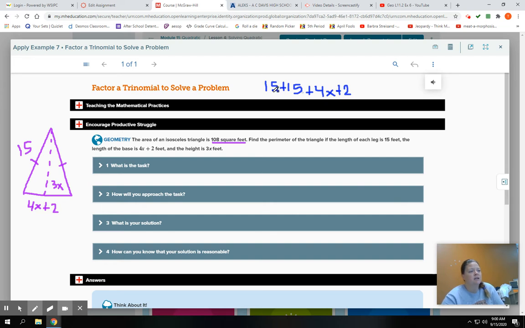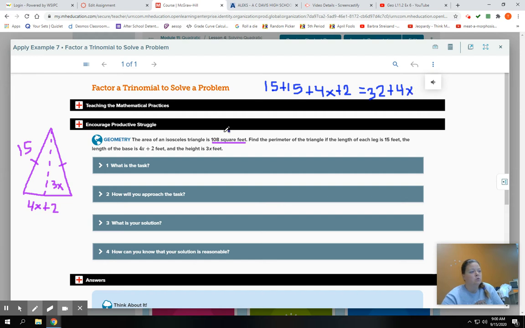Now we can simplify this. 15 plus 15 is 30. 30 plus 2 is 32. So we have 32 plus 4x. But we can't completely find the answer yet because we don't know what x is.